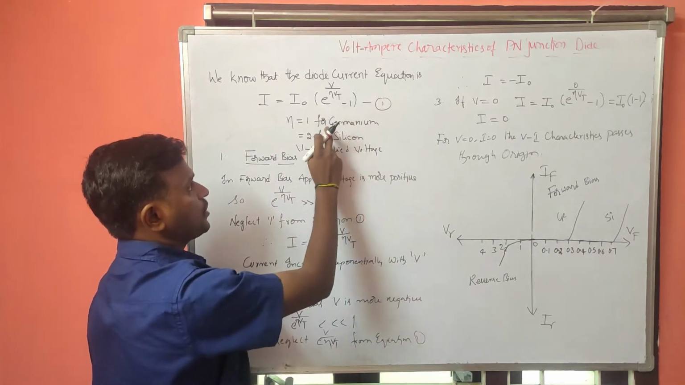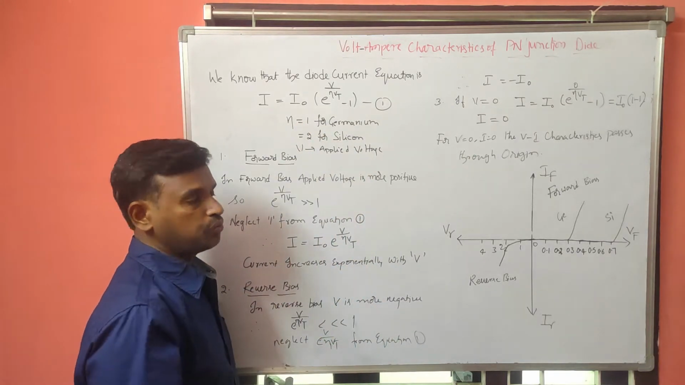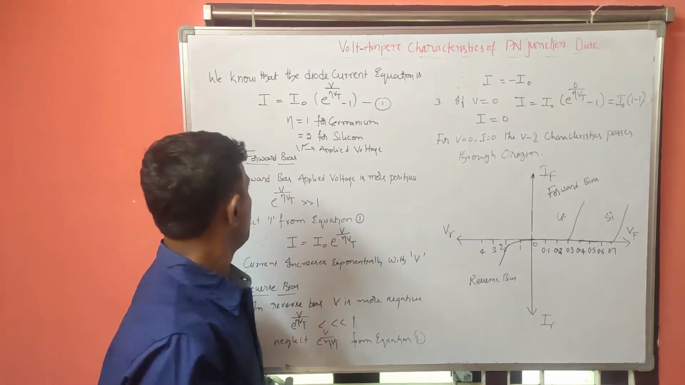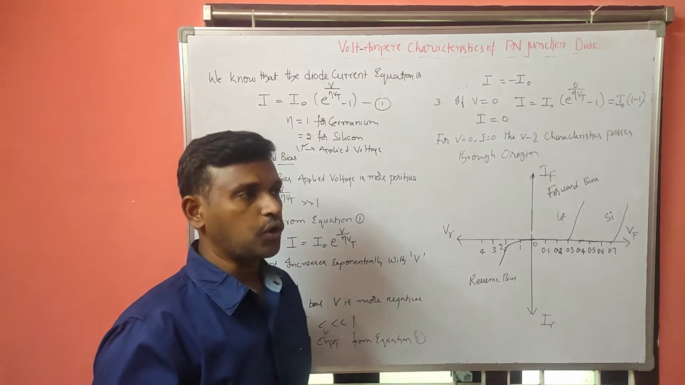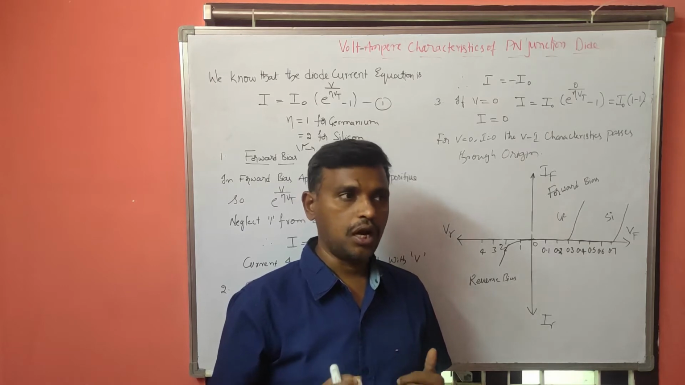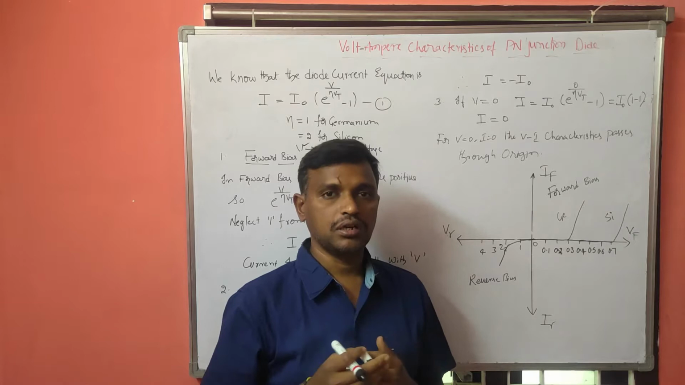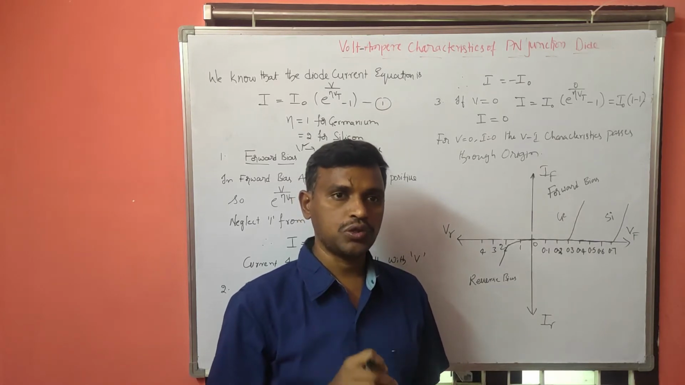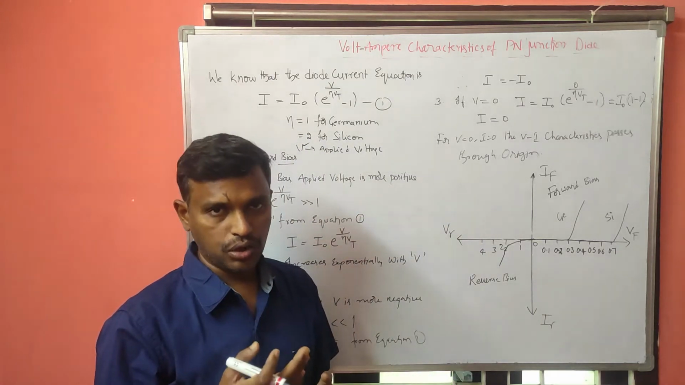Here for germanium neta equal to 1 and for silicon neta equal to 2. Here V is nothing but the applied voltage. The diode can be operated in two ways, that is forward bias and reverse bias. And in the previous discussions I have drawn just the VI characteristics by considering forward and reverse bias. Now I am going to see how these curves will be obtained by taking the diode current equation.